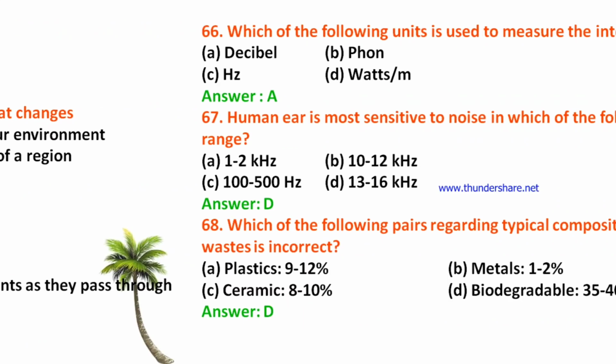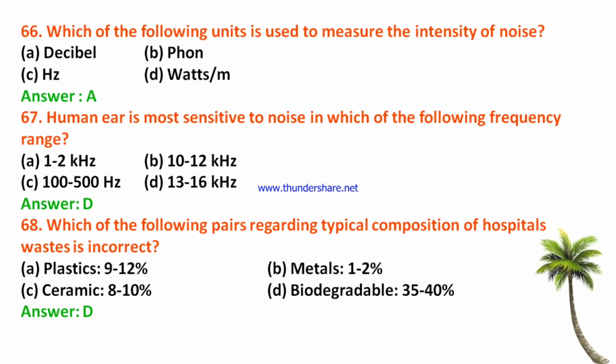Next, number 66. Which of the following units is used to measure the intensity of noise? Decibel, phone, hertz, which is indicated as Hz, or watts per milliliter. And the correct answer is decibel. Decibel is the only unit to measure the intensity of noise.